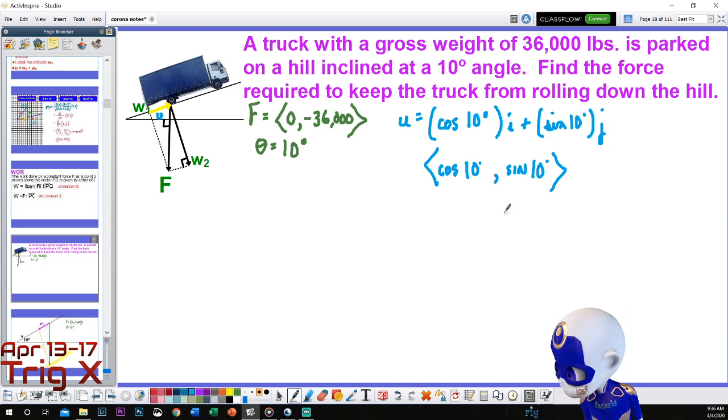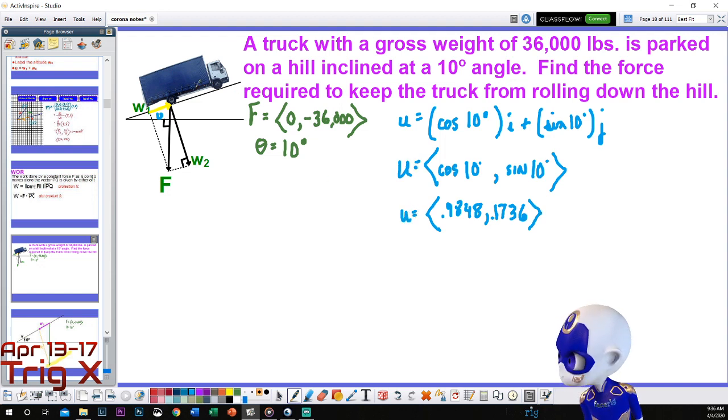And now all I have to do is type this in the calculator. Again, make sure you're in degrees mode because we have degrees there. This gives me the vector 0.9848 and 0.1736. Just like that. Alright, now that I have that, that is my unit vector.